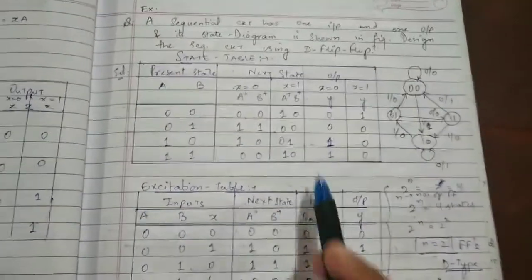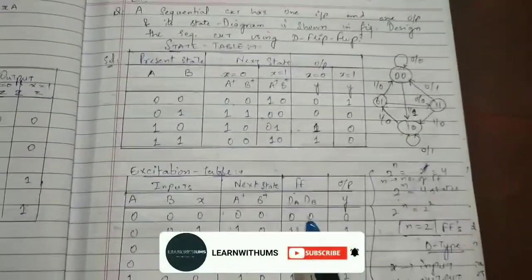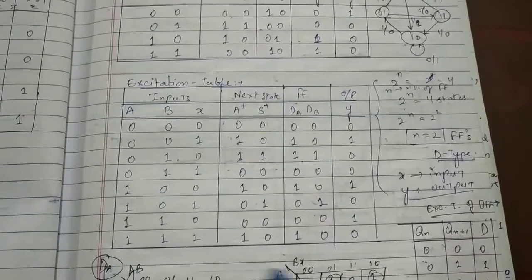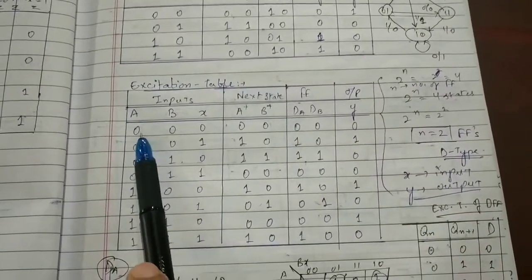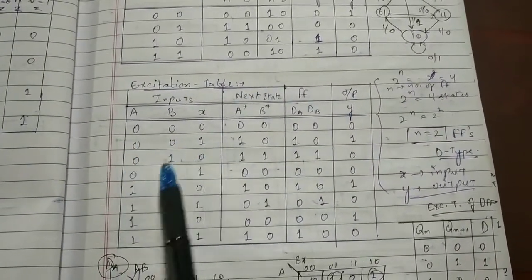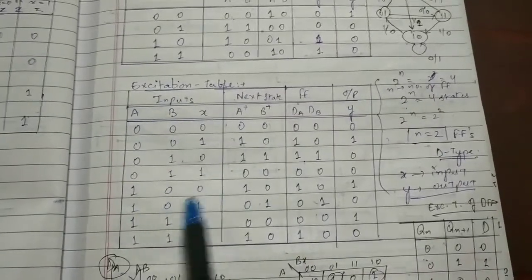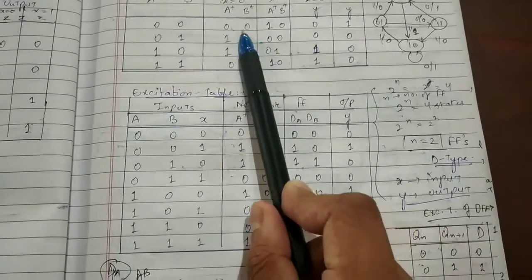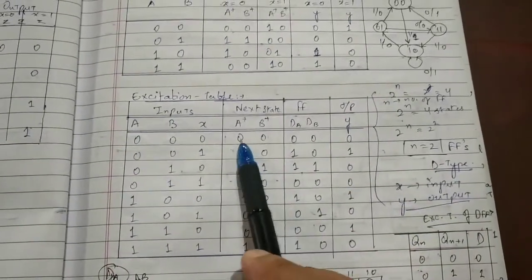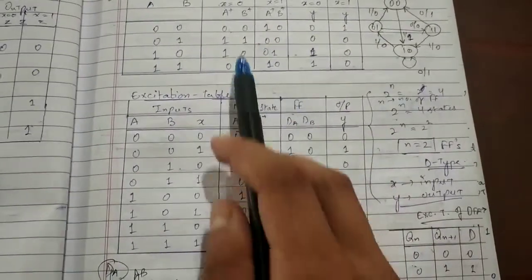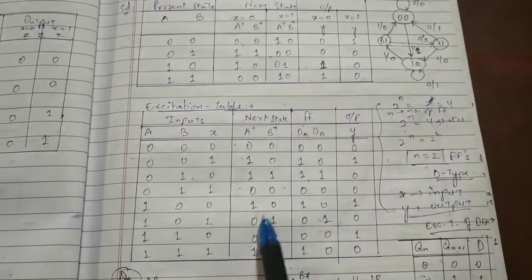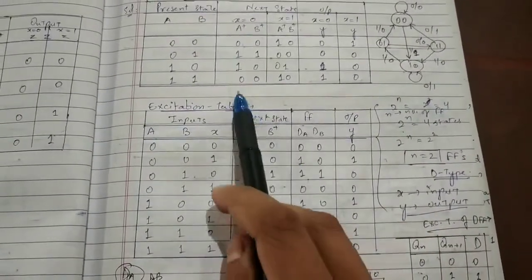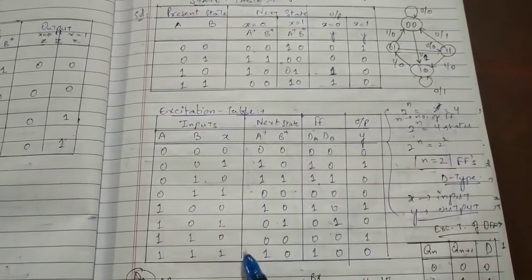Now as we have constructed the state table, we can derive the excitation table from it. For the excitation table, we write the 8 combinations of A, B and x: 000, 001, 010, 011, 100, 101, 110 and 111. In the next state we write these values: 00, 10, 11, 00, 00, 10, 01, 10, 00, 10.